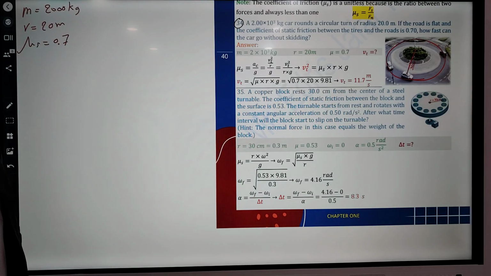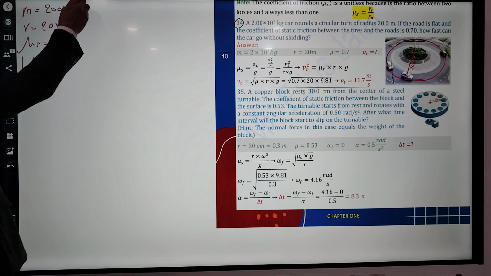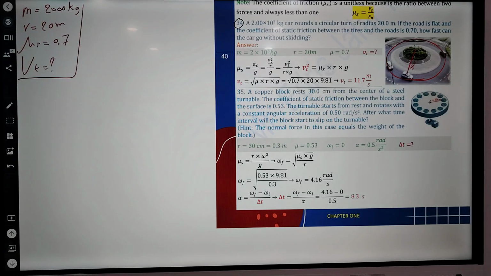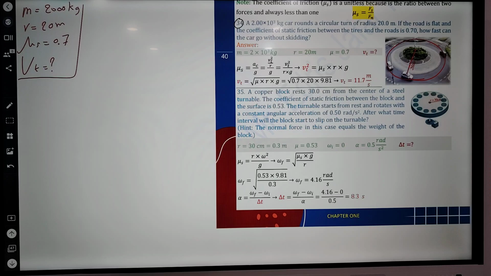Mu s is 0.7, okay? How fast can the car go without skidding? What is unknown? Vt is unknown. At first you have to write down the given value and the hidden value. What is hidden here? The tangential speed. How can you solve this question?